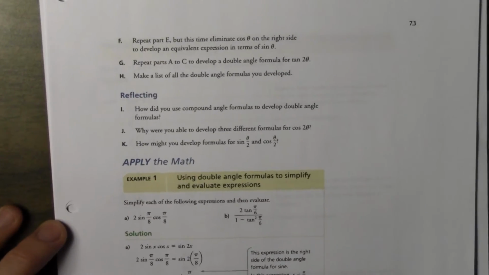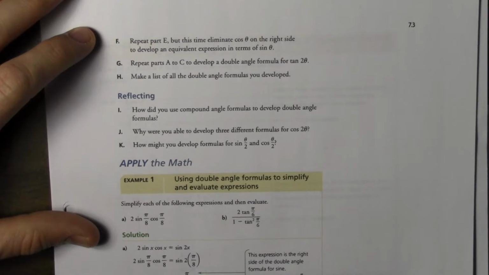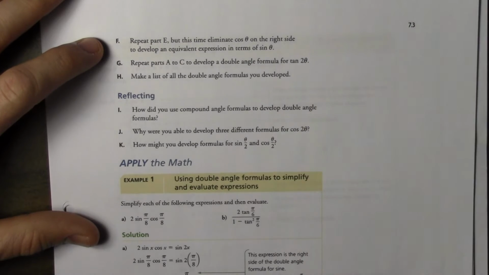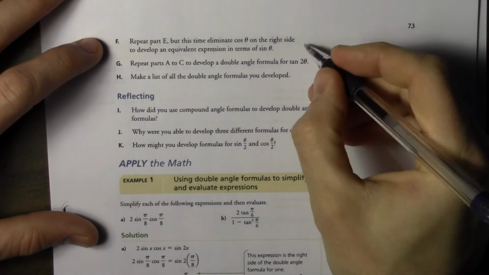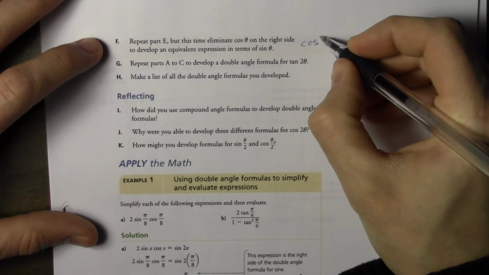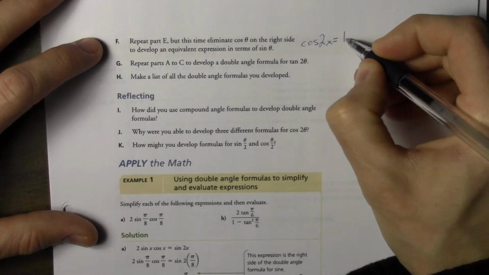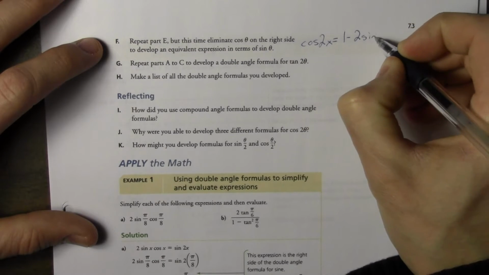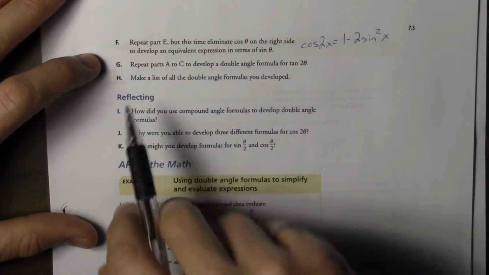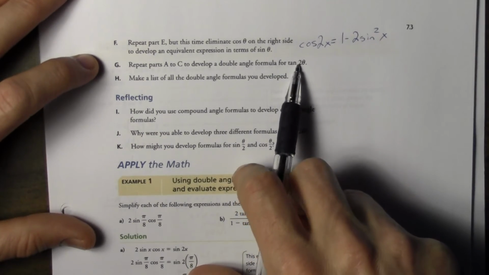All right, we're almost at the problems here. Repeat part E, but this time eliminate cos theta on the right side to develop the equivalent expression in terms of sine theta. So we did that. So we end up with cos, okay. Repeat parts A to C to develop a double angle formula for tan 2 theta.